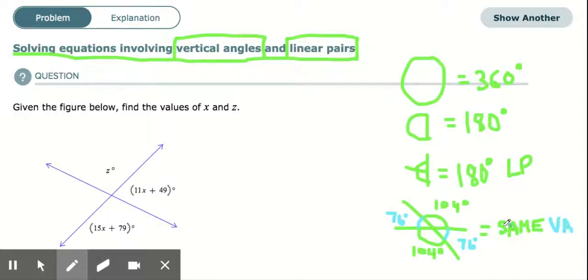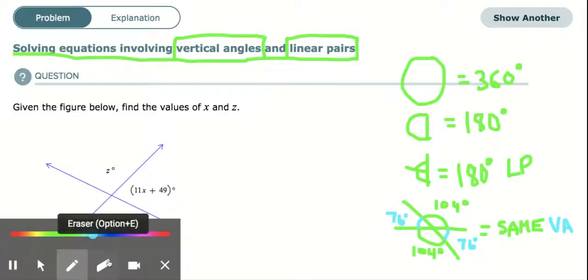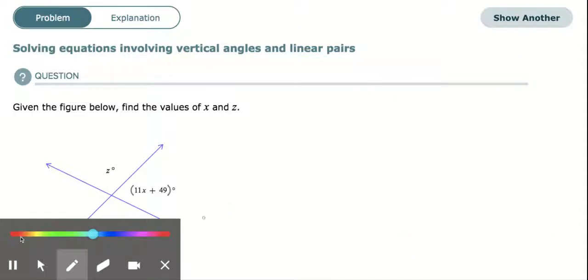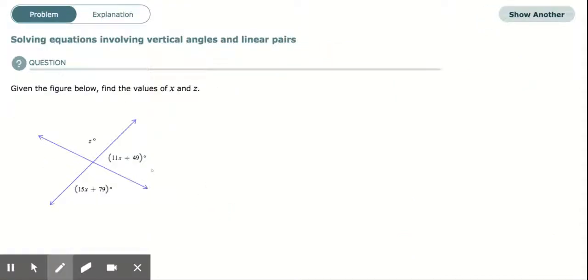Okay. So now that we know this back story, we can go ahead and figure out how much each of these angles are, all right? Let's go ahead and clear the screen. All right, I'm going to make this a little smaller so it's easier to see. Okay, so given the figure below, find the values of x and z. So let's see what we have. We have one z here and we have two x's. Since we have multiple x's, we want to start by finding our x value, okay? Because we don't have anything to figure out z with yet.